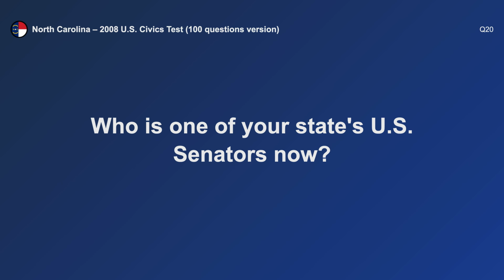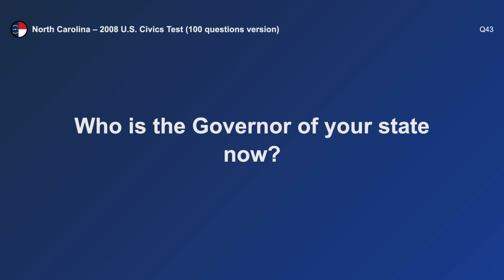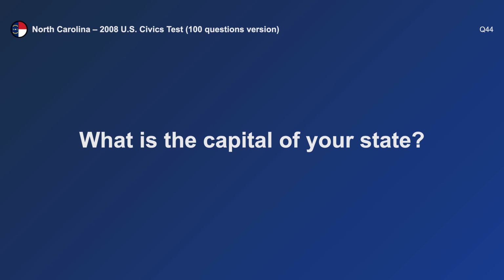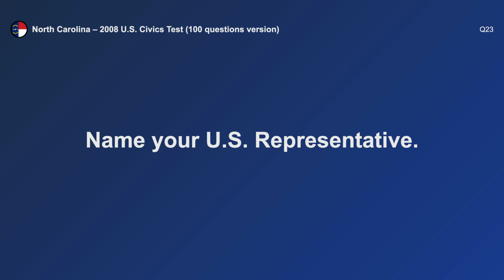Who is one of your state's U.S. senators now? Tom Tillis. Who is the governor of your state now? Josh Stein. What is the capital of your state? Raleigh. Name your U.S. representative.